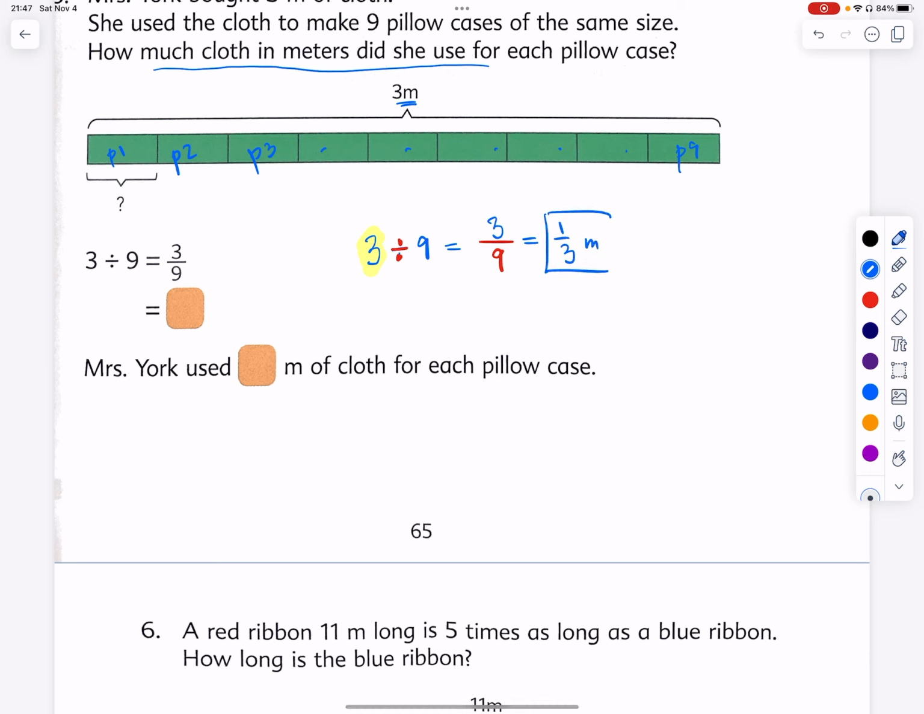And it makes sense that she used 1/3 of a meter for each pillow. Let me clean this up and maybe I can just say that she used 1/3, 1/3, 1/3 of a meter, dot, dot, dot, 1/3 of a meter for each pillowcase.